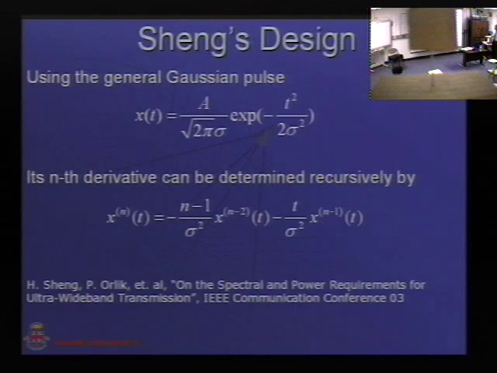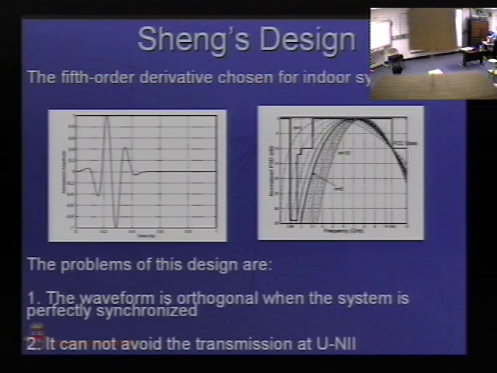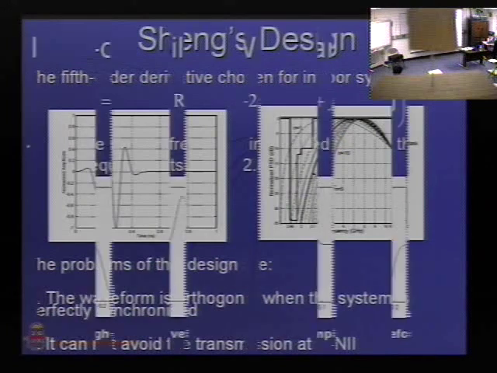Another is Shen's approach. Shen's approach uses a Gaussian monocycle waveform, and you just keep taking the derivative: 1, 2, 3, 4. This is their paper. In doing so, you find all the frequencies keep shifting upward. And this is the waveform in the time domain. It's the same problem. If you have N equal to 10 and N equal to 5, it keeps shifting. It's the same problem as the previous Harris design: you need orthogonality, and it also cannot avoid 802.11.